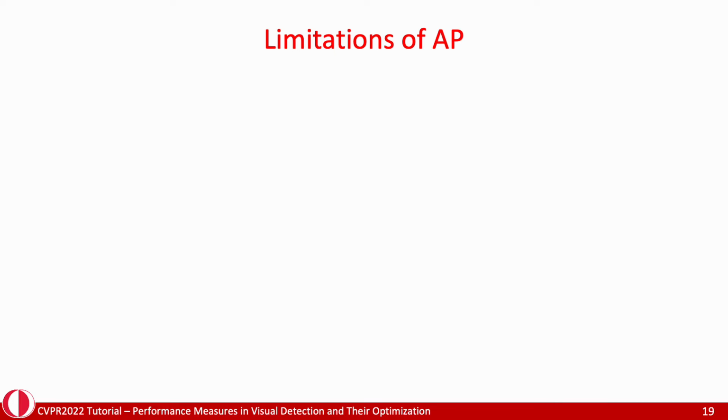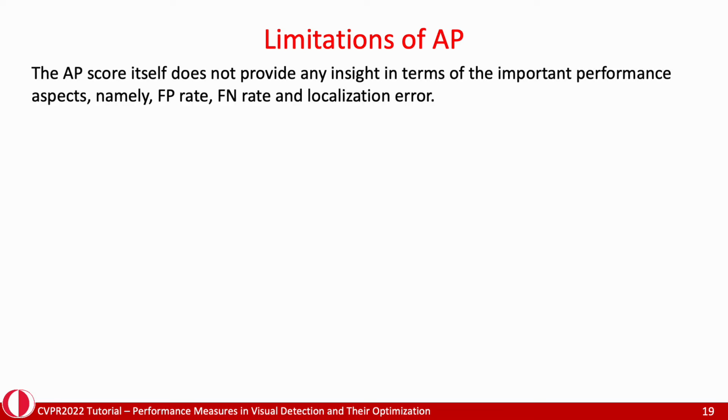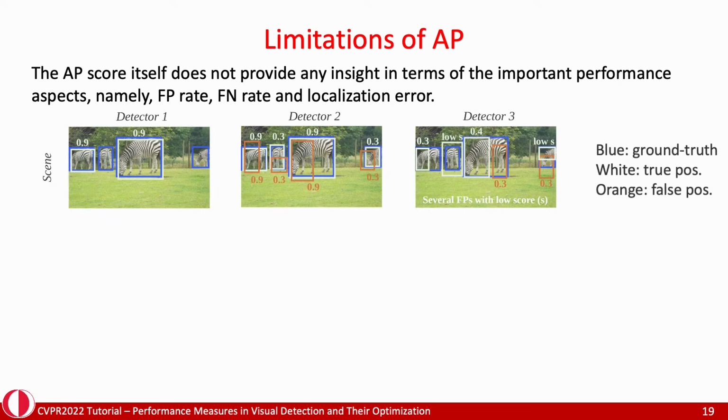Another major limitation of AP is that it lacks interpretability. The AP score itself does not provide any insight in terms of the important performance aspects, namely false positive rate, false negative rate, and localization error. Here we see outputs of three different object detectors on the same input image. The blue color boxes denote ground truth, white colors denote true positives, and orange ones are false positives. These three detectors have different strengths and weaknesses.